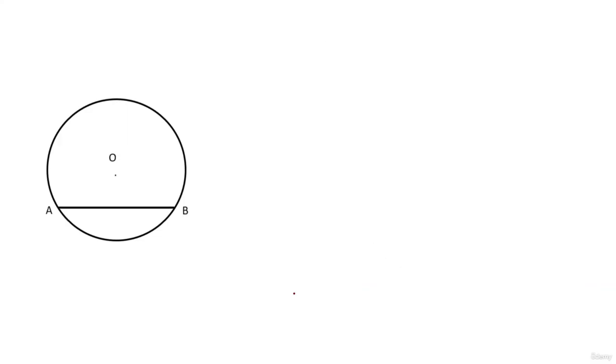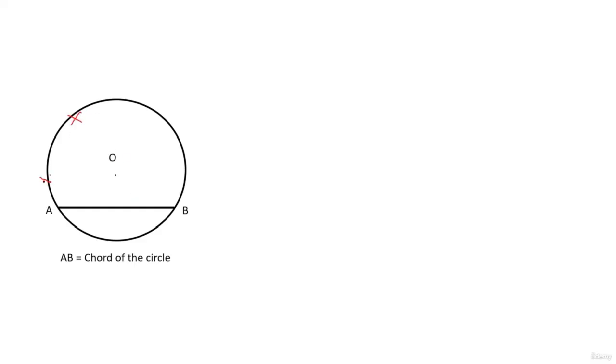Okay, and now on the circle having center O, I take two random points A and B and I join them. I'm forming a chord. AB is called as the chord of the circle. That means, guys, across the circle you join any 2 random points.